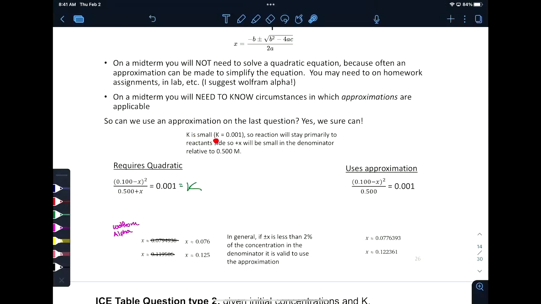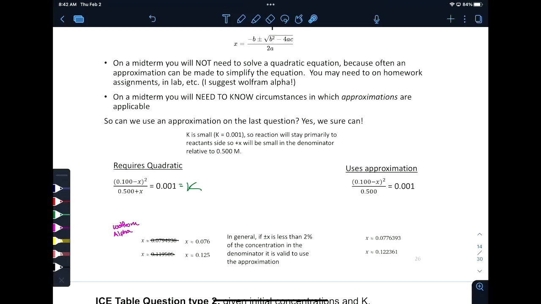Okay, so K is quite small, so the reaction stays primarily on the reactant side. There's already a lot of reactants present, 5 times as much reactants as products. So this x term on the bottom is a relatively small number. 0.5 is a pretty big number, and 0.076 is just a small fraction of that 0.5 concentration of reactants in the denominator. So when we put in that x value, the value for the denominator doesn't change that much. It only changes a small percentage.